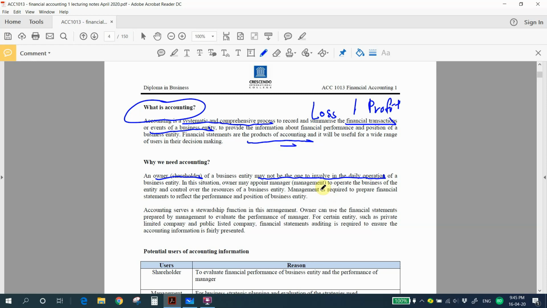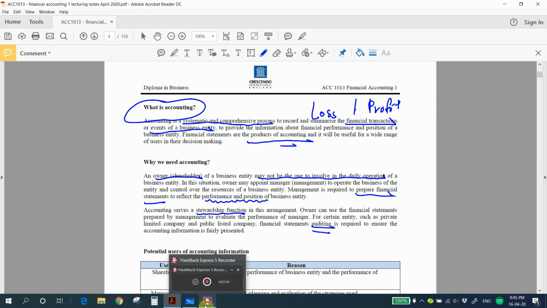Management is required to prepare financial statements to reflect the performance and position of the business entity. So accounting can serve as a stewardship function in this arrangement. The owner can use the financial statements prepared by the management to evaluate the performance of the manager. For certain entities, such as private limited companies and public listed companies, financial statements are required to be audited.